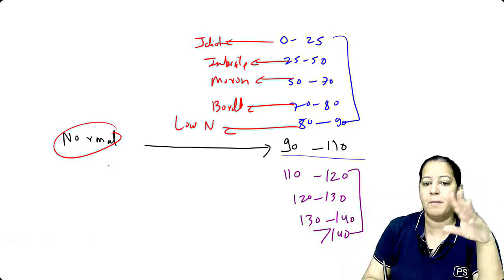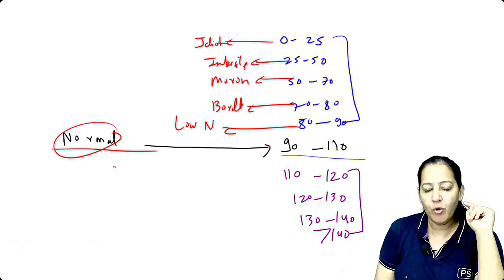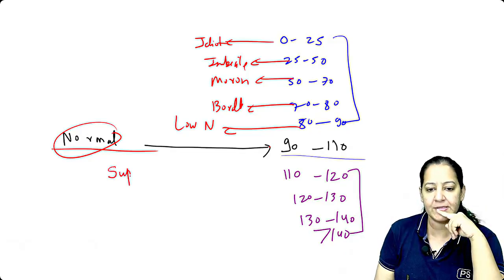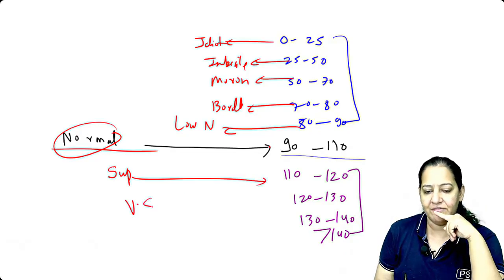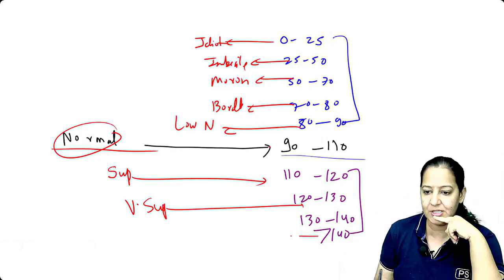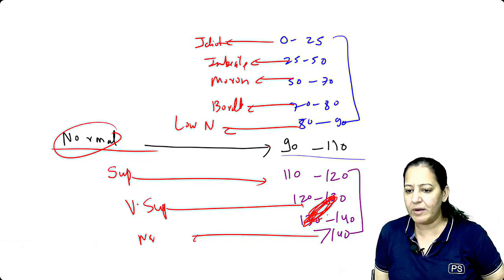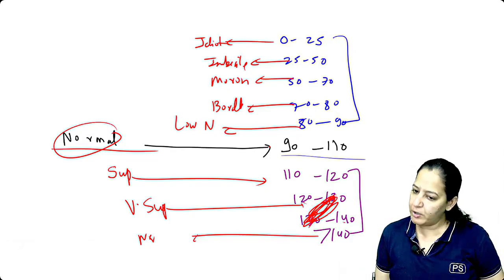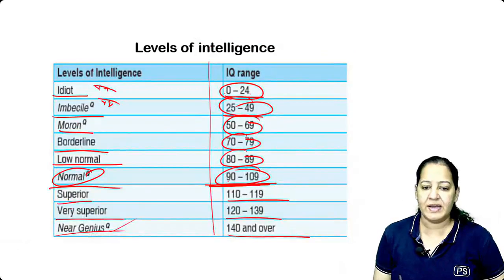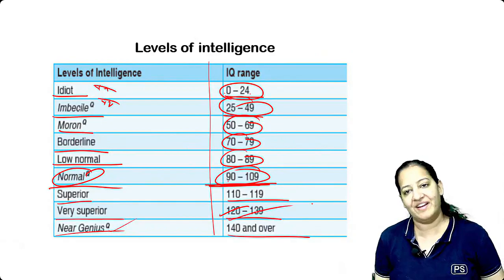Now come below. So this is normal. अब उसके ऊपर कोई है तो it's superior. It's very superior. I'm just getting confused. This one is near genius. What is this? Is there a category? I think it's 120 to 140 only. There is no further category. 120 to 140 is very superior. We are having 3 categories. Yes, I'm right. 120 to 140 directly.